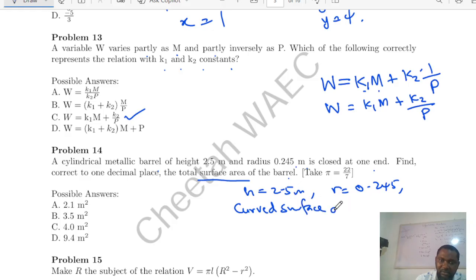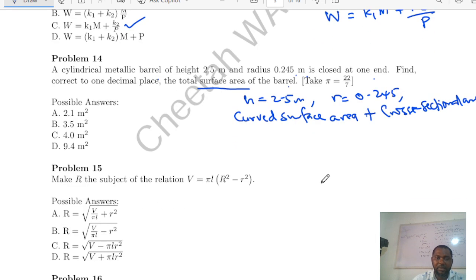It means that the total surface area is equal to the curved surface area, plus what we call the cross-sectional area, which is just 1. Okay, let me bring this up. So the curved surface area for a cylinder is simply 2 pi rL. That's the curved surface area. The cross-sectional area is just pi r squared. Now assuming both sides are closed, then this would have been 2 pi r squared.